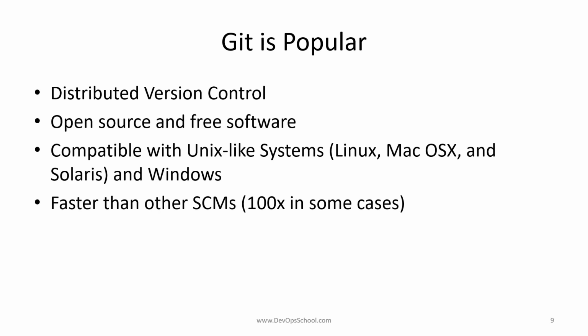Now, Git is popular. Why is it popular? Git is popular because we are learning it right now. That's one of the most important reasons. But Git is also a distributed version control. Now, what is a distributed version control? We'll discuss it in some time. Git is open source and free software. Git is compatible with all operating systems, including Linux, Windows, or Mac. And it is faster than other SCMs, sometimes 100x. So why is it faster than other SCM tools? The answer is hidden in distributed version control, which we'll discuss in some time.